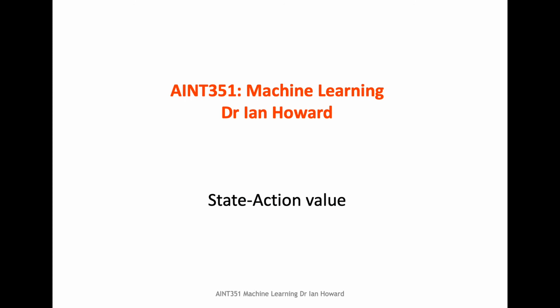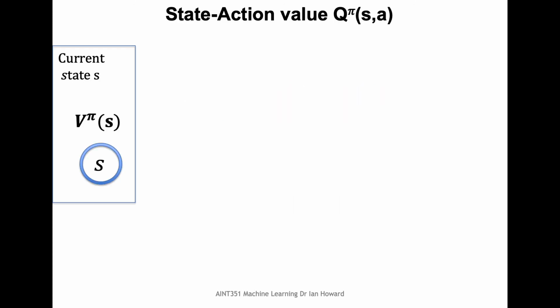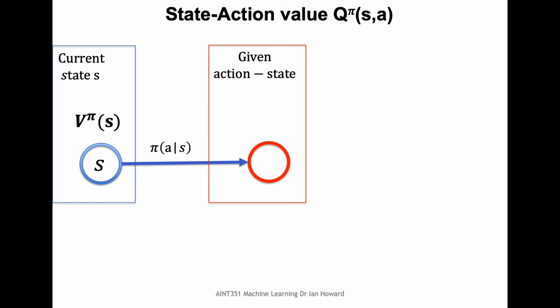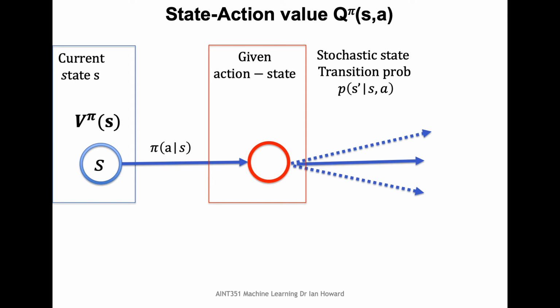So let's start off now by thinking about state action value. Imagine we're in current state S, and this has a value of v pi of S, of course. Then we take a particular action from our policy, and we think about this particular action-state condition that we're in. From that point onwards, there's going to be a stochastic transition. Given that we're in state S and take action A, we'll stochastically transition to another state S prime, which will take us to one of many possible states that the transition matrix will let us take.